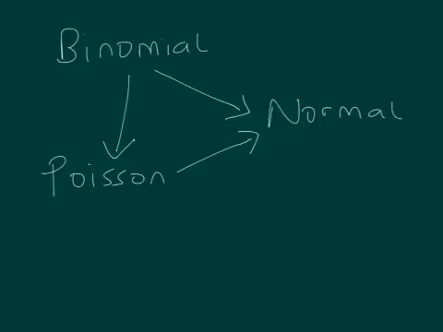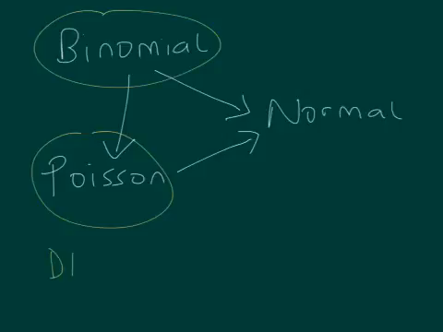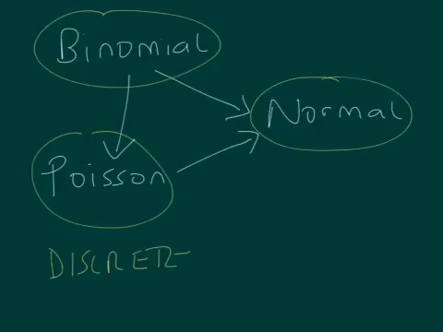It's worth bearing in mind that Poisson and binomial are discrete distributions, and a normal distribution is a continuous distribution, so numbers can take any value. So this means that when we're going from binomial to normal or Poisson to normal, we need to make a continuity correction.